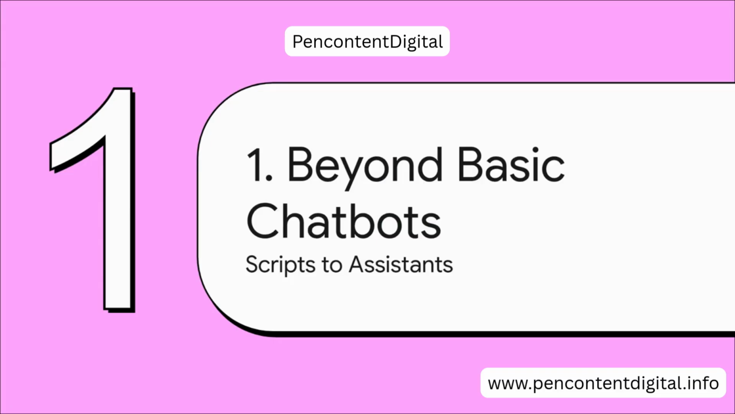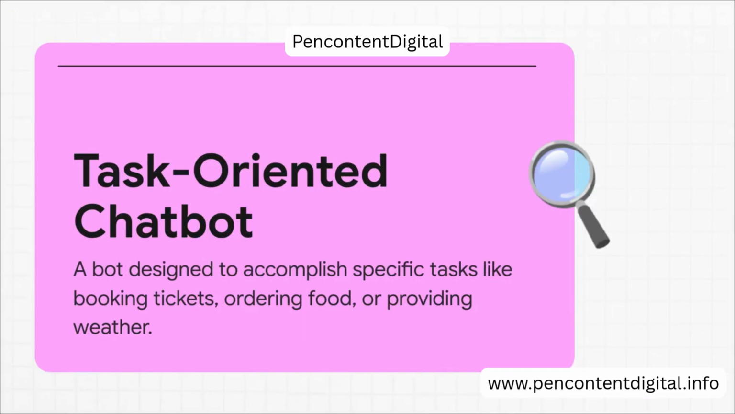So, first up, let's talk about moving beyond those basic chatbots. We're talking about the massive leap from those old, frustrating, keyword-based bots to the truly intelligent assistants that are starting to pop up everywhere. So, what is it we're actually building here? It's called a task-oriented chatbot. And the name really says it all. This is a bot that has a specific job to do. It's designed from the ground up to help you, the user, accomplish a single goal, whether that's finding a piece of information or getting something done.